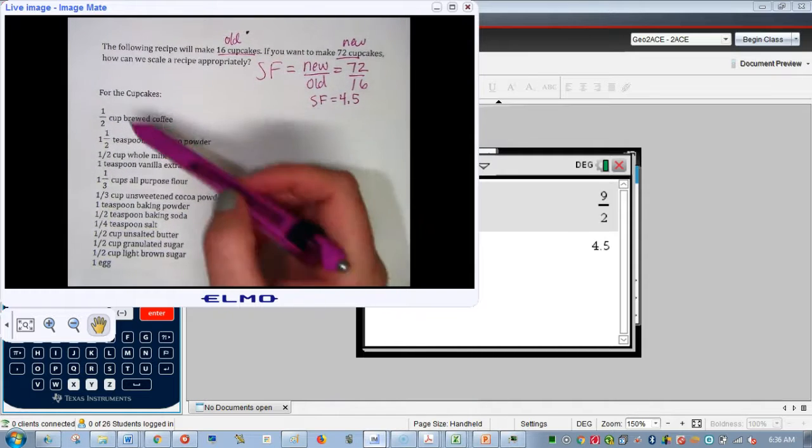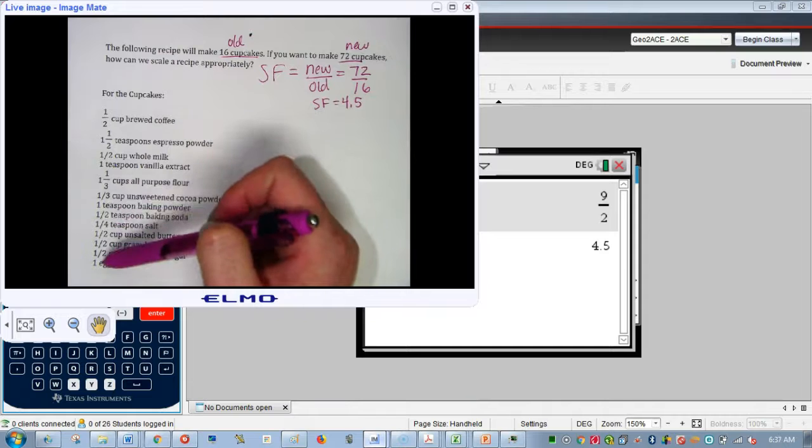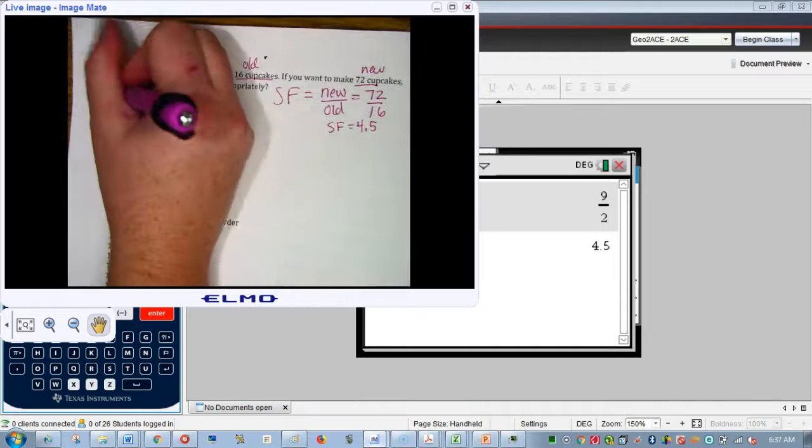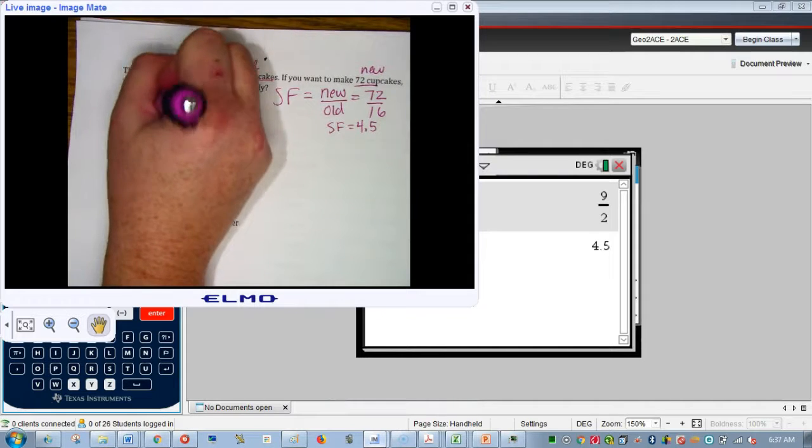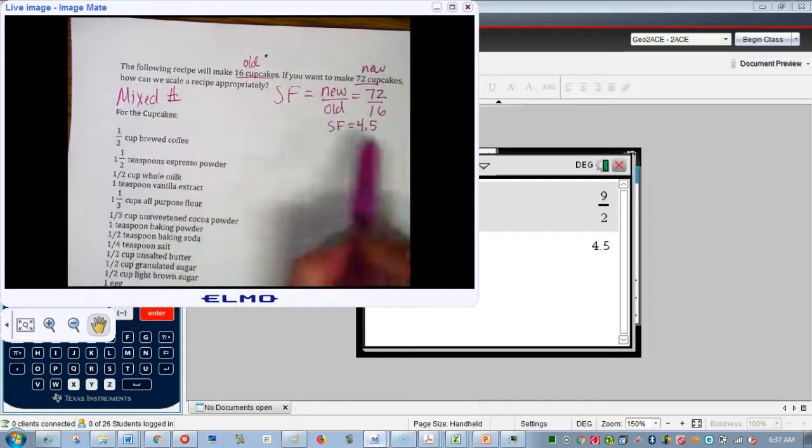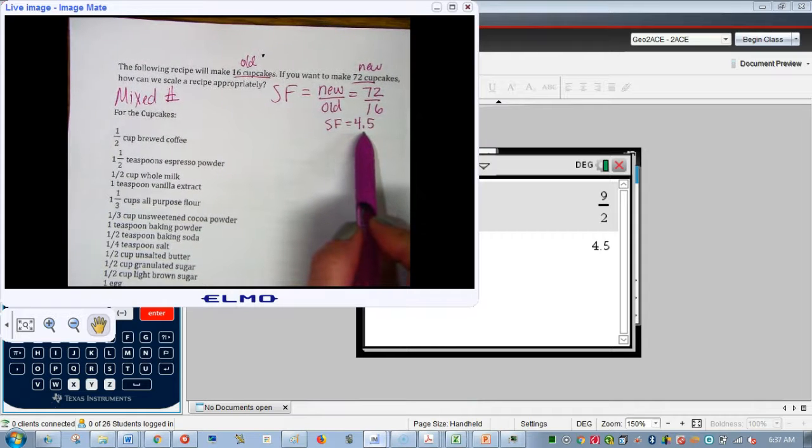Okay? Since we're dealing with fractions, and that's the topic that we're learning, everything that you do is going to be written as a mixed number. I'm using the scale factor as a decimal because it's a little bit easier.